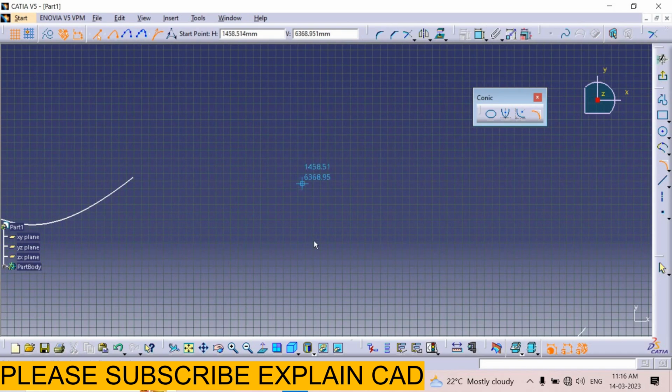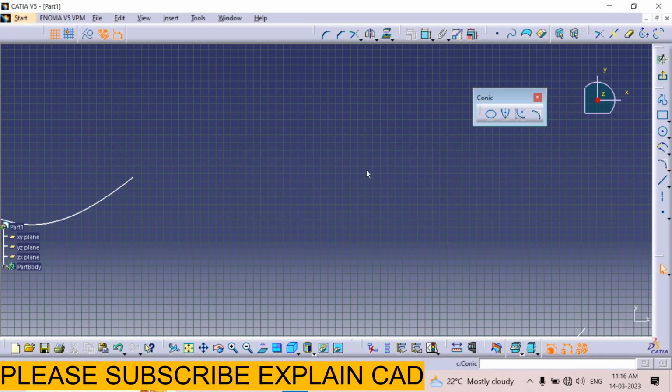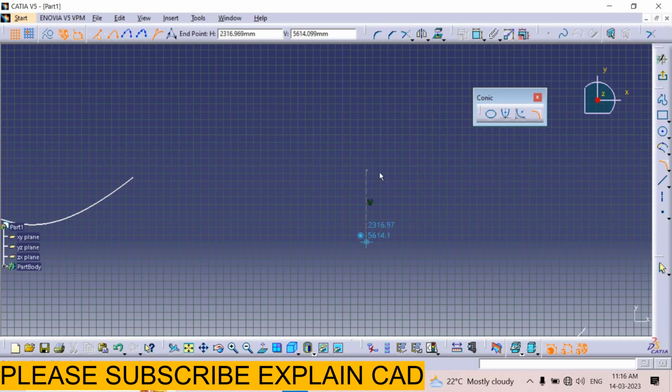The next is conic. It requires two axes, first axis, second axis, then select this point. The conic cannot be created with the standard elements. For that, conic axis will be at same point position, coincidence with this point.